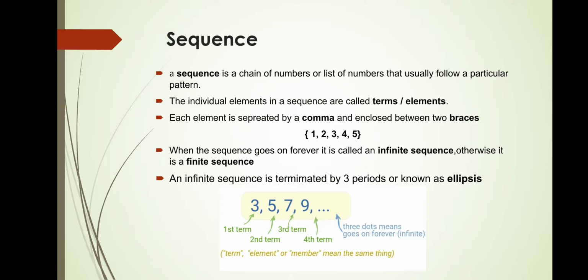Here, as you look at the picture, we are given a series of 3, 5, 7, 9, and so on. Now, 3 is the first term, 5 is the second term, and so on. Now, this sequence is an infinite sequence. Why? The sequence ended with an ellipsis or three dots, and the ellipsis indicates an infinite number of elements or terms.